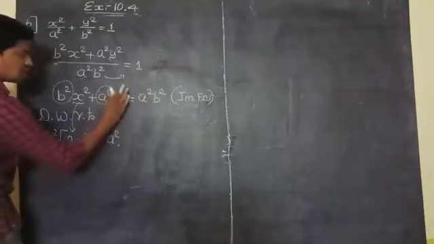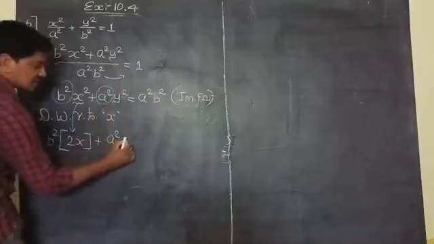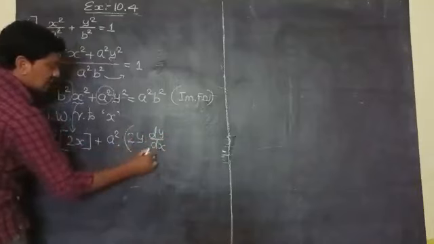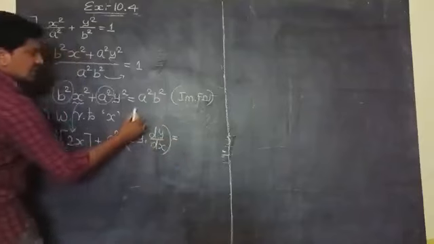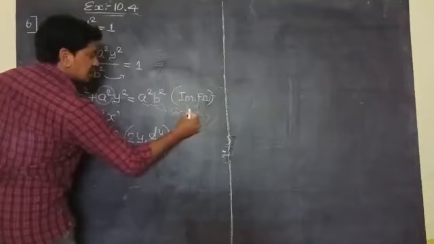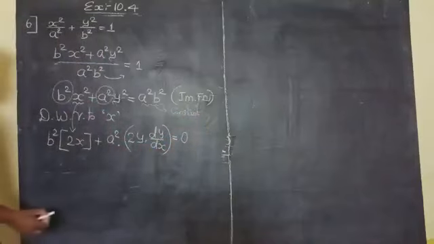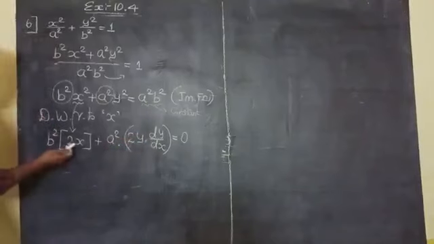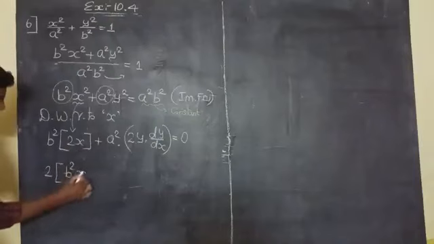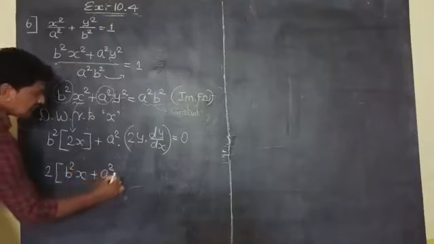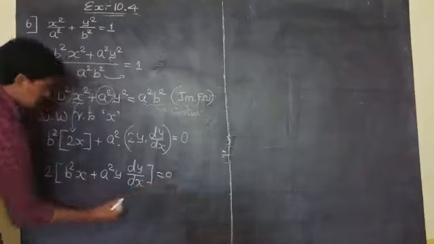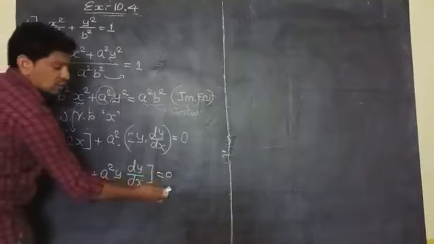Here y square, assume that this is x square, it means y square means 2y into dy divided by dx, which is equal to, this is the constant term. Differentiate any constant term, then the resultant is 0. Now to find dy by dx, take outside 2 in each term: 2 into b square into x plus a square into y into dy divided by dx, which is equal to 0. The 2 goes to right hand side, 0 by 2 is 0.